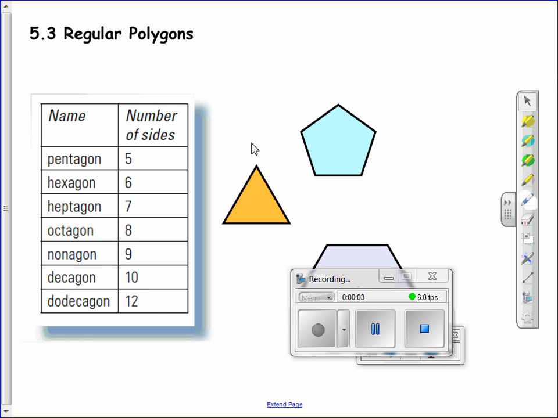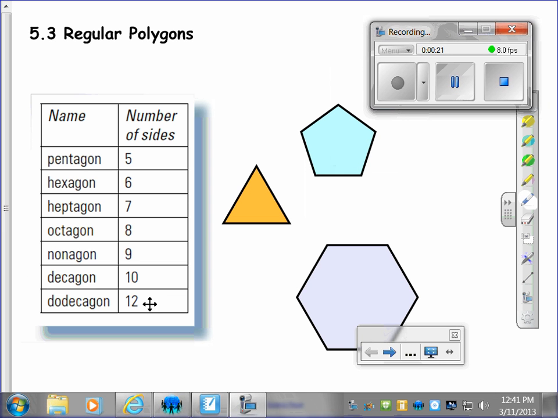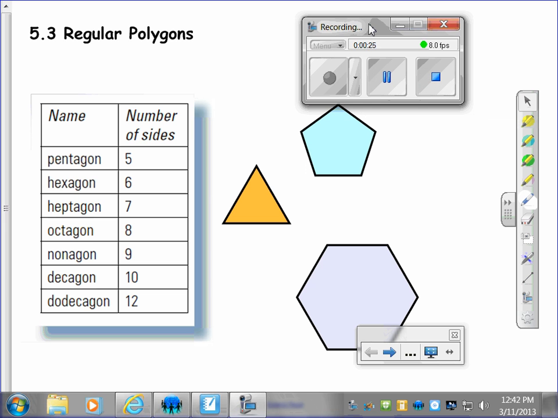All right, in section 5.3, we are going to be looking at other polygons. We looked at triangles, we looked at quadrilaterals, and now we're going to look at multiple-sided polygons. You can see here the names of some of the common ones that you will see, and you've seen lots of these names before. Once we get past 12 or 11, there's really no name for them. So we just would call them a 13-gon or a 14-gon.